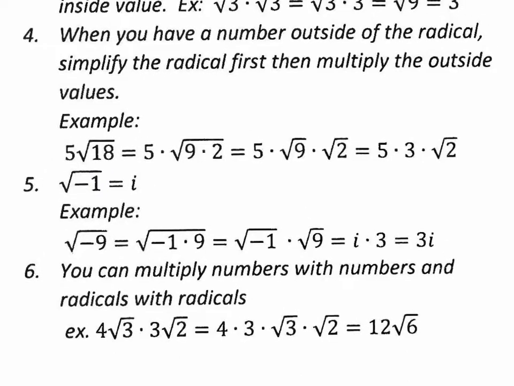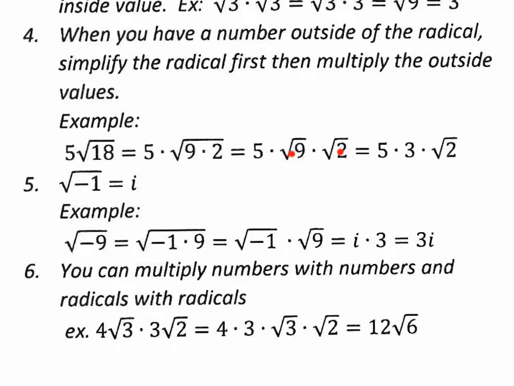Number 4, which I don't even think yours is numbered 4, I'm sorry. When you have a number outside of the radical, simplify the radical first, then multiply the outside values. So right here I have a 5 on the outside of the square root of 18. So I'm not going to worry about the 5 right now. I'm going to worry about the 18. 18 is not a perfect square number, so I need to rewrite it with multiplication to get a perfect square number. So obviously I'm not going to do 6 times 3, neither of those are perfect squares. I want to do 9 times 2. That way when I split the roots, I'll have the square root of 9 and the square root of 2.